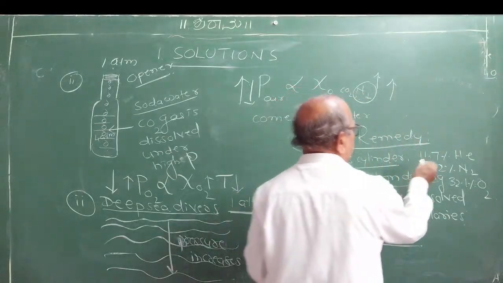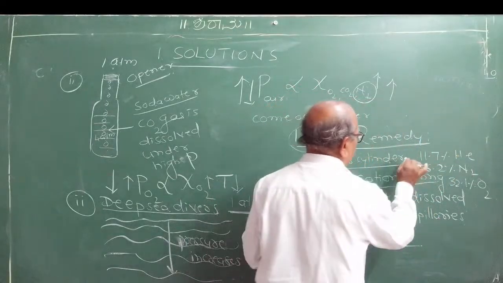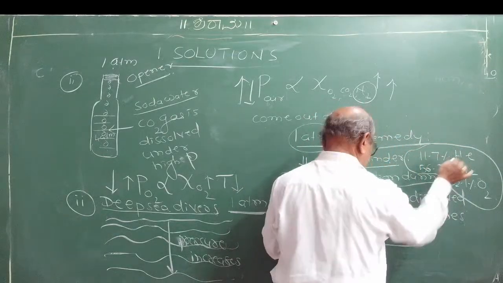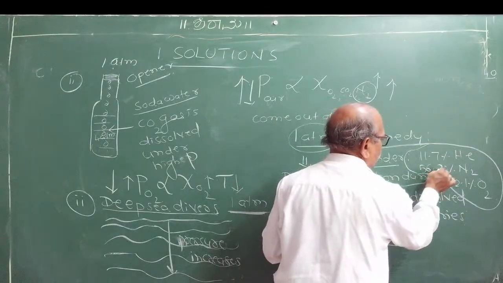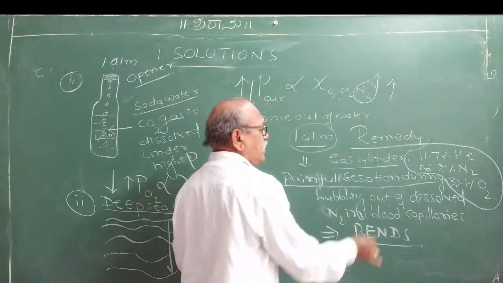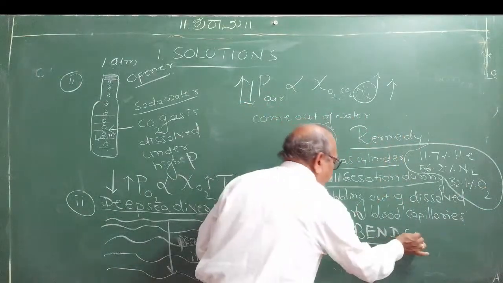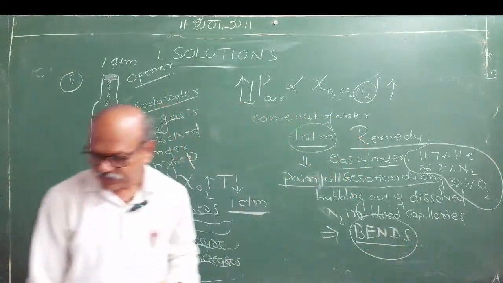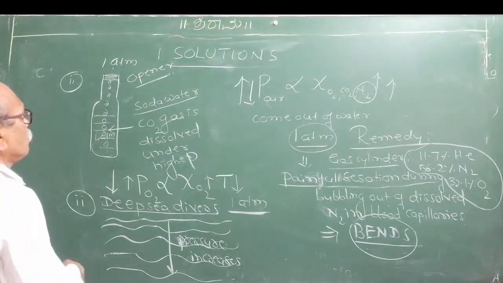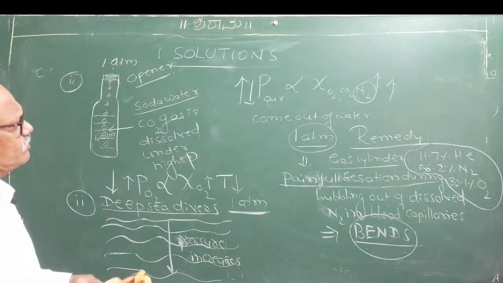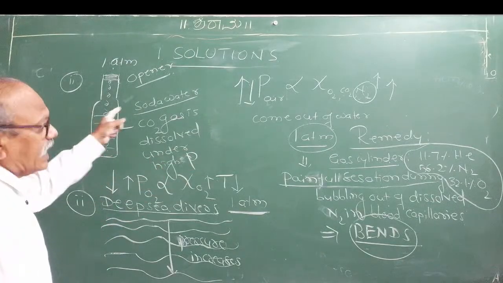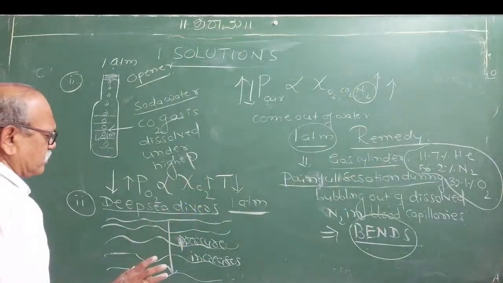And if you remember these ratios, a number of times questions have appeared. In the cylinders used by the scuba divers, 11.7% of helium, 56.2% of nitrogen, 32.1% of oxygen is filled in this ratio, then the effect of bends will be lowered. So this is one practical application of Henry's law. I hope you understood what is bends.